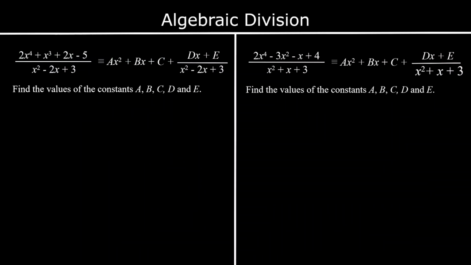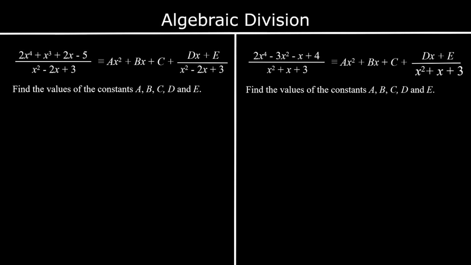Another one. So we are dividing a quartic by a quadratic. There's a gap here. There's no x squared term. So we have to be careful when we're doing algebraic division. We can't have a gap. We're going to have to write 0x squared. We can't have a missing term. They've got to go down in order. But apart from that, it's exactly the same thing.